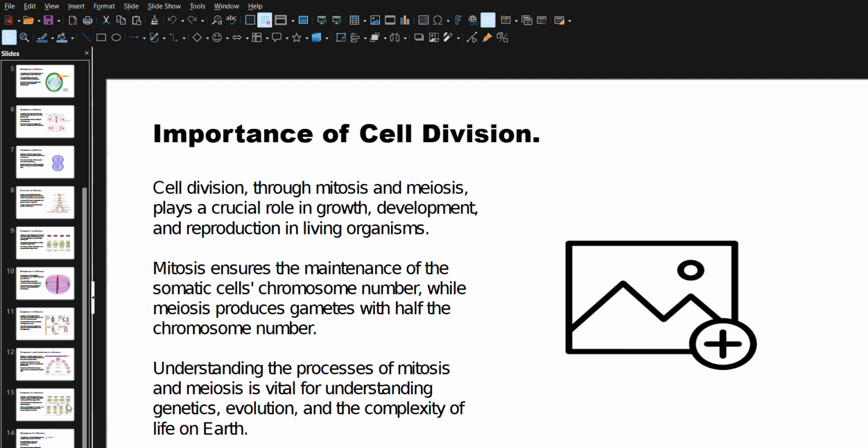So with this, we finish the explanation about cell division, mitosis and meiosis. Please go through this explanation and make a note of it.